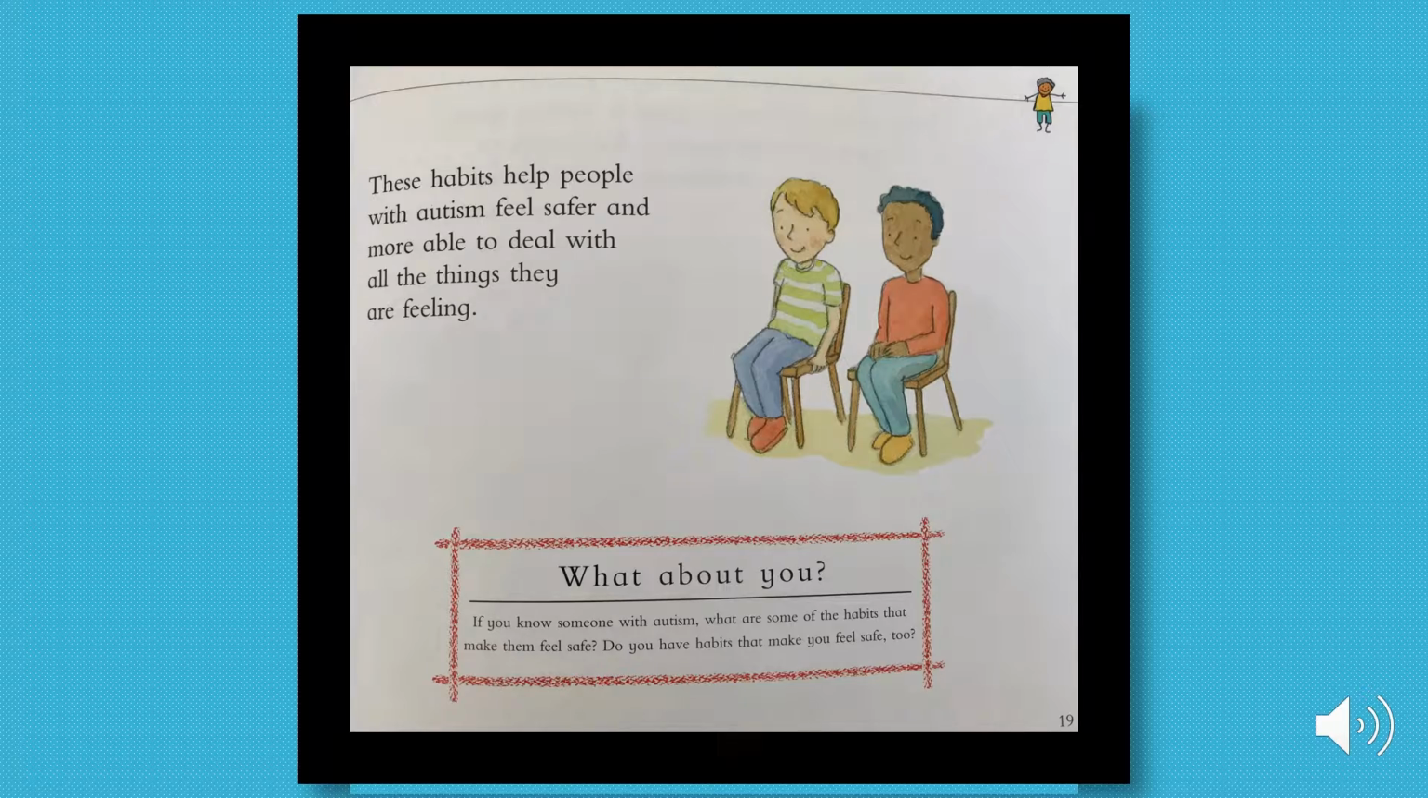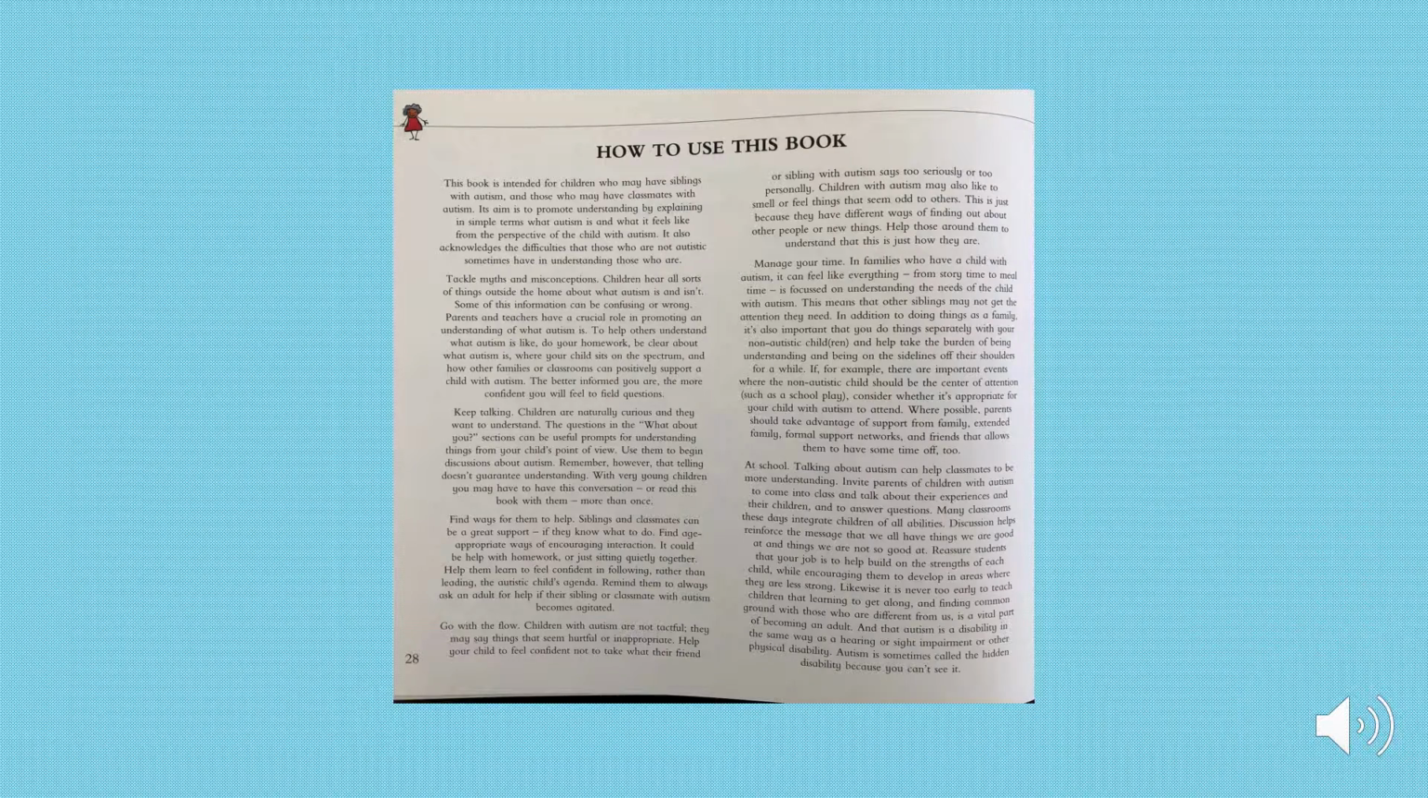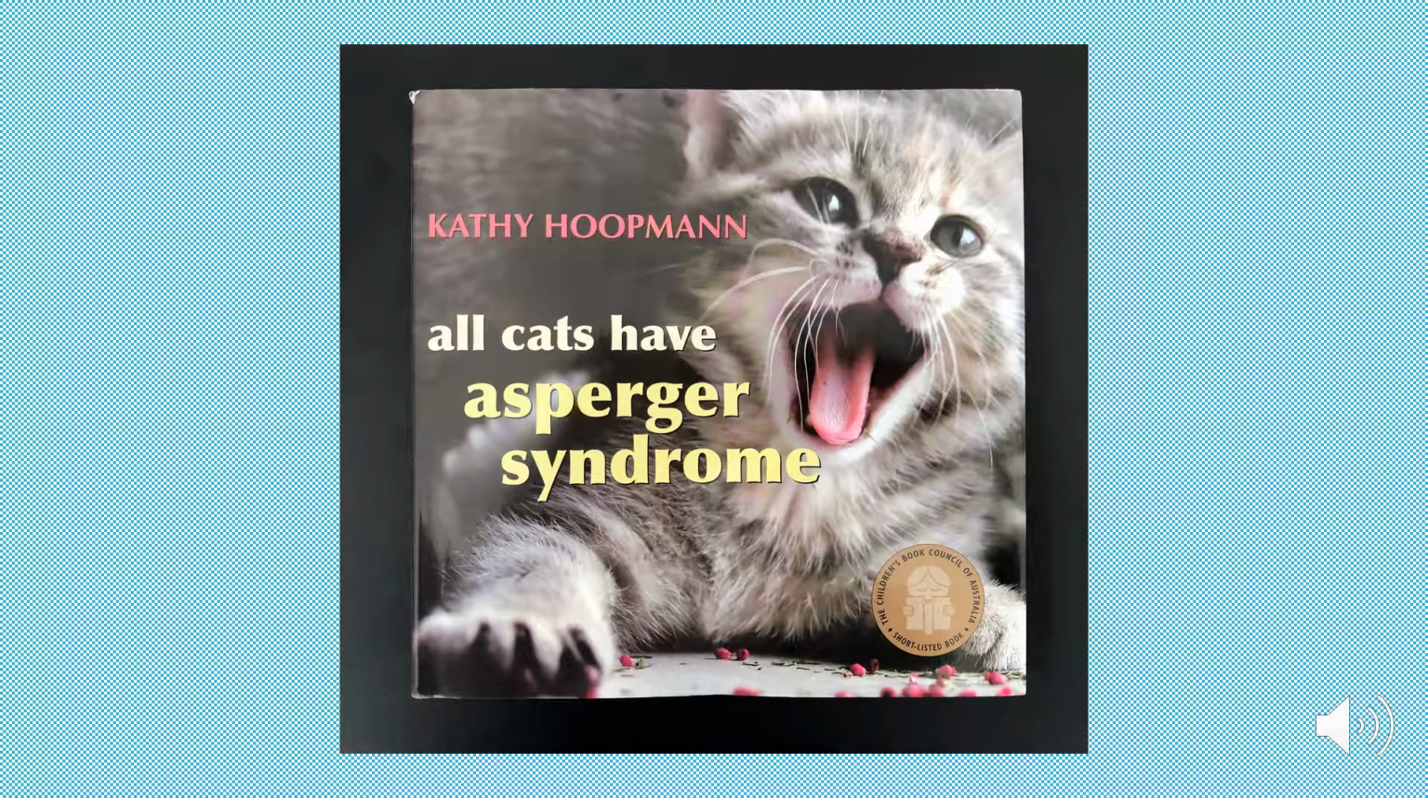I particularly like this question as it creates empathy by inferring that lots of people have habits to make them feel safe too. At the back of the book, there is a description of how it can be used to promote understanding of autism for families living with it and also for schools. In the school section, it explains that learning to relate to others who are different from us and finding common ground is a crucial part of becoming an adult. And here's the second resource, All Cats Have Asperger's Syndrome.